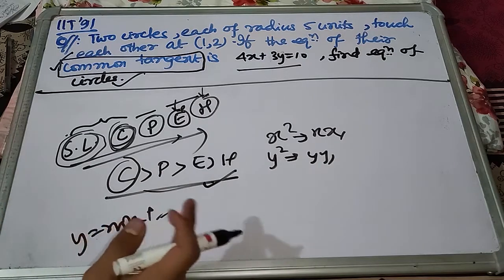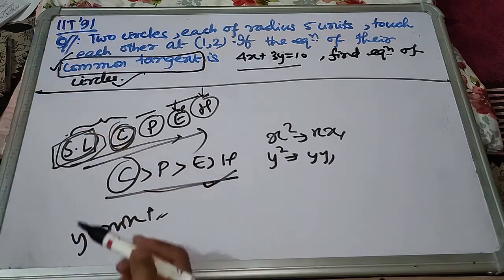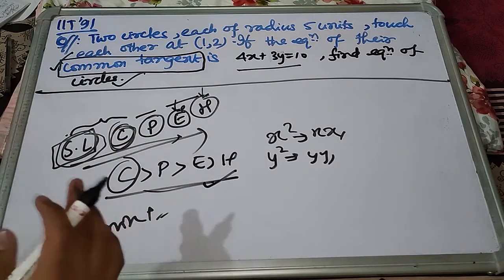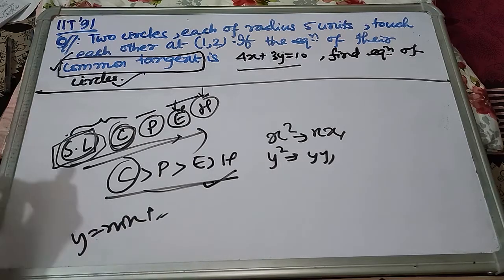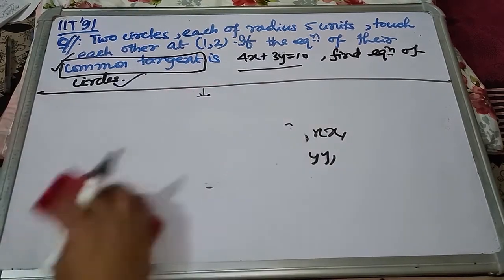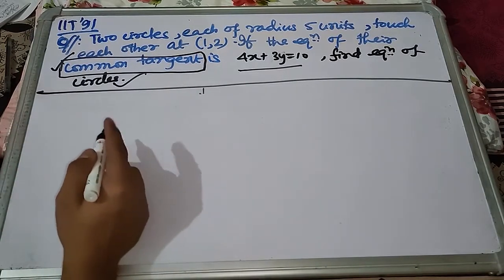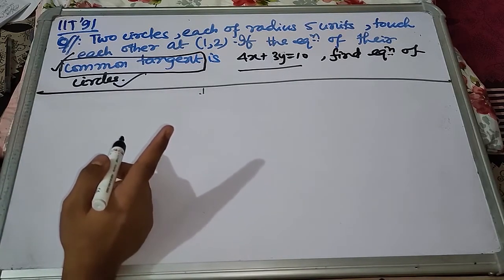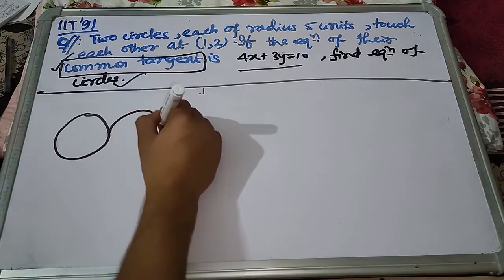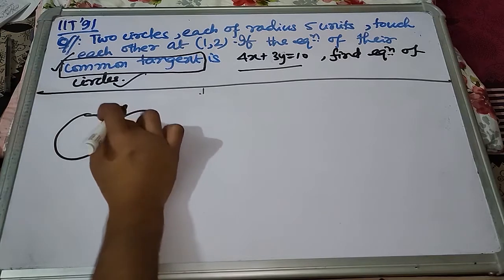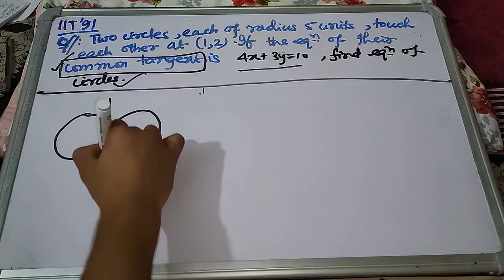Okay. In this question, what you will need is a strong idea about straight lines. When you solve in the way I am prescribing, you will understand why I am saying so. So now let us begin solving the question. Two circles, each of radius 5 units, touch each other. So now let us draw a rough figure. This is one circle, this is another circle. Okay, they touch each other. They have a common tangent.